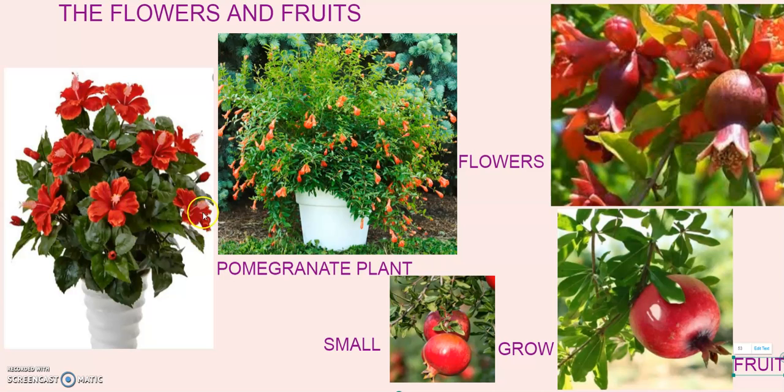What are these? Yes, the flowers and fruits are the other parts of a plant. How are these flowers? Yes, they are so beautiful and colorful. These are the flowers of a pomegranate plant. These are the flowers which grow into complete fruits. At first they are very small. They grow day by day and they become a complete fruit like this.